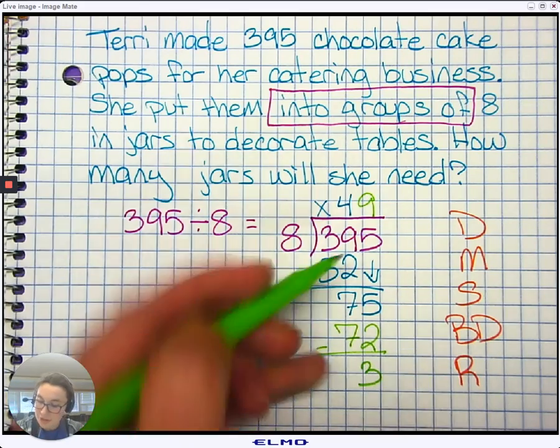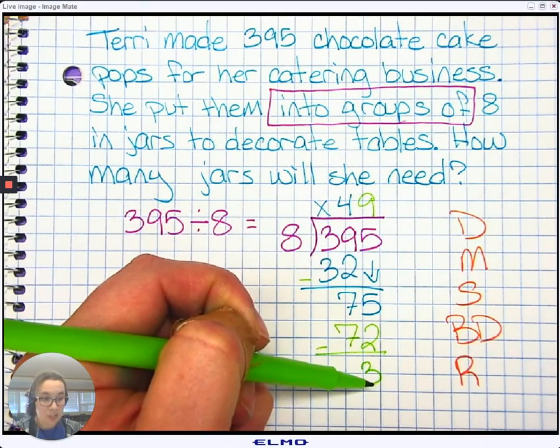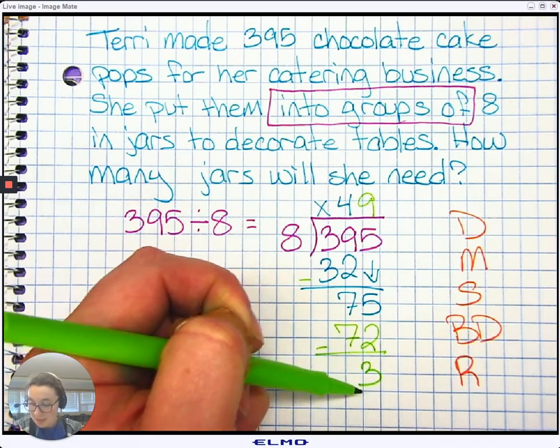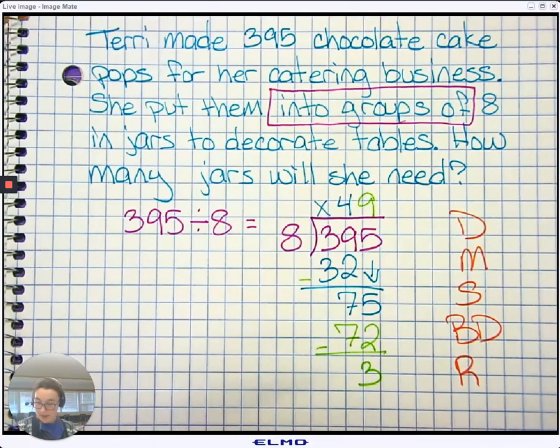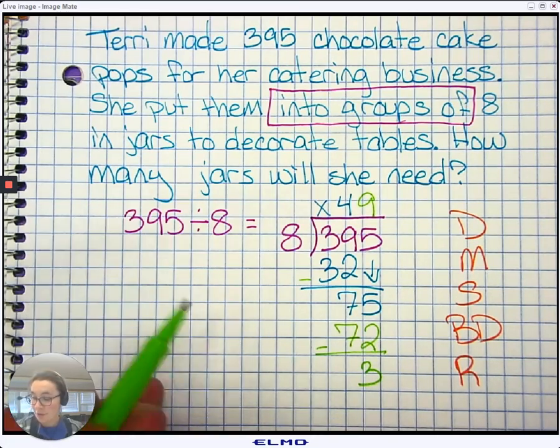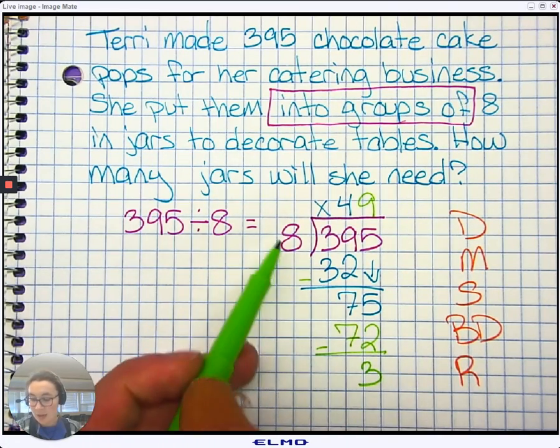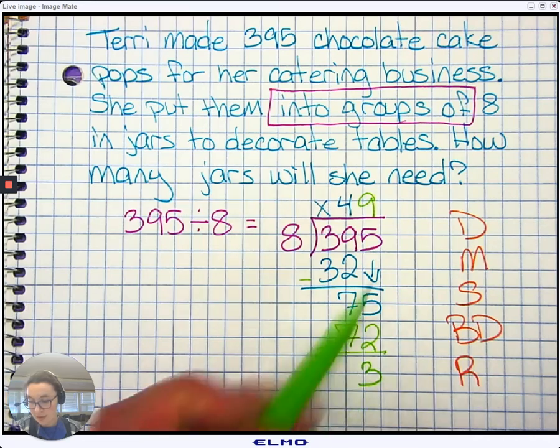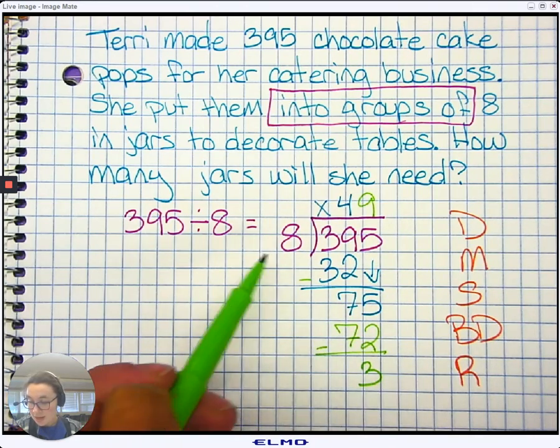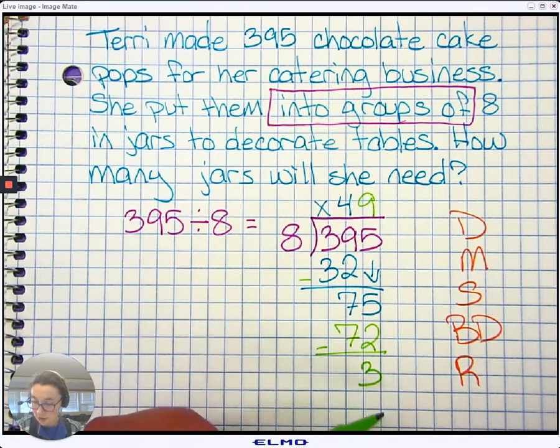Right? And bring down. There's nothing for me to bring down here. There will be eventually, but right now there's not. So this is where we stop. And this is where we find our remainder. Remainder is whatever is left over after a division problem that does not go in evenly. I can't go 8 into 3, and there's nothing to bring down yet. So I can't go any farther. So this is where I stop.